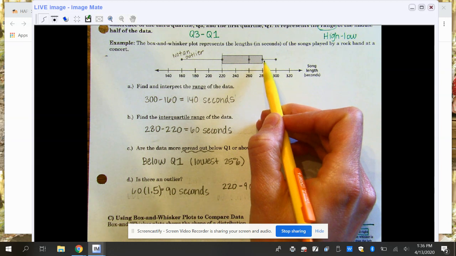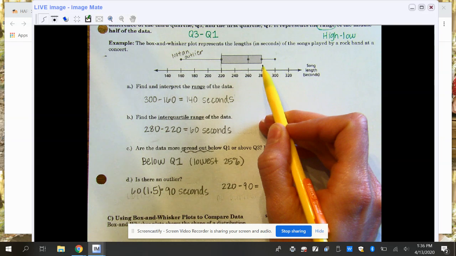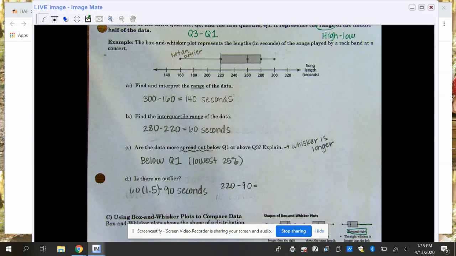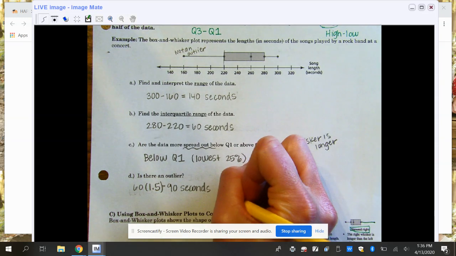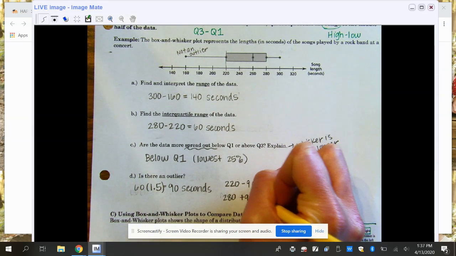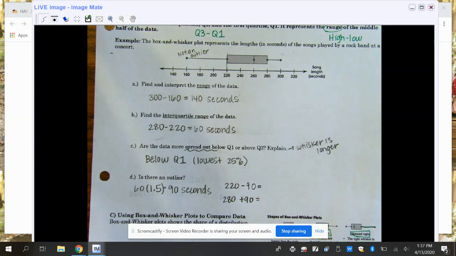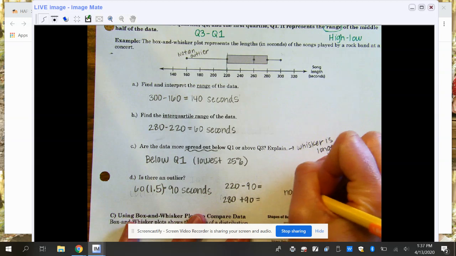And then if there was a song that was more than 90 seconds longer than 280, then that would be an outlier. But the longest song is only 20 seconds longer, so we go back to 280 and add 90. And so there's not going to be an outlier in this case.